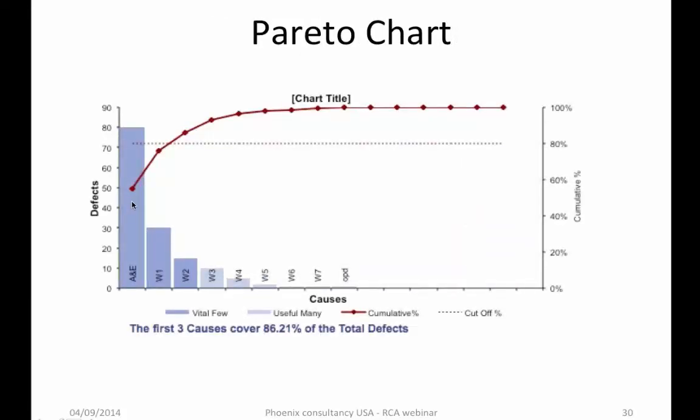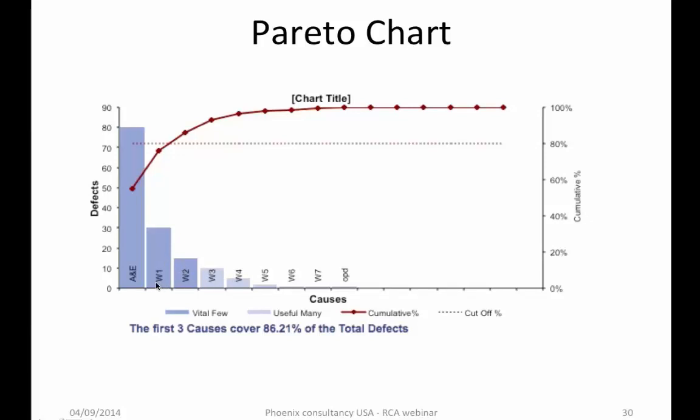By putting it into a Pareto chart, you can have a histogram in which they are ranked in order. So adding all these up together comes to 100%. And the first 3 causes of this account for 86% of the total defects. So what that does really is give us a starting point to say, if we really want to make a big difference, we start with A&E, and then we move to Ward 1 and Ward 2.